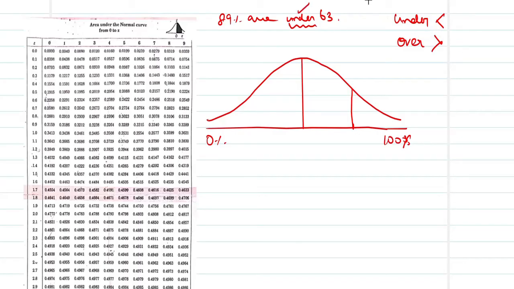Now our data is under. So which portion will I have to shade? I will have to shade the lesser portion. So starting from 0, where is my 89% going to be? This is going to be my under 89%. So we have under 89% in this shaded region.